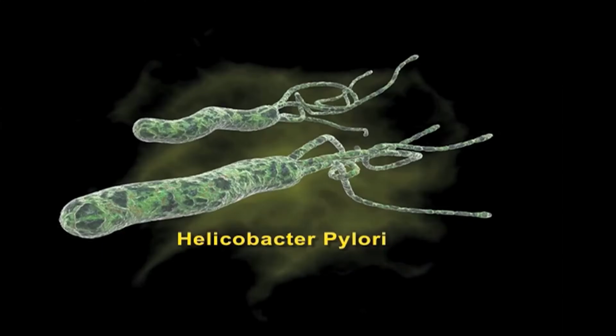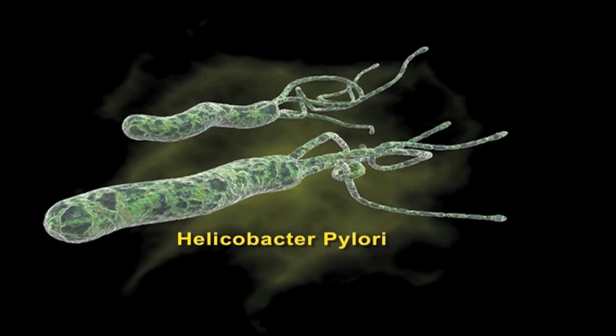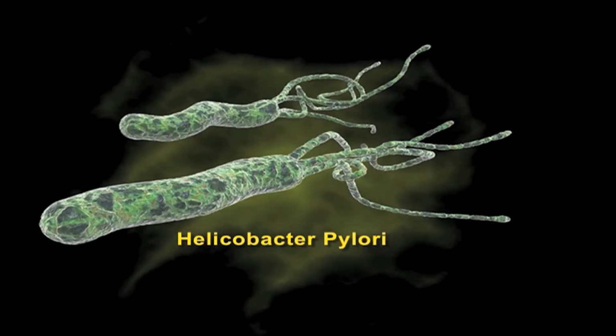And this bacterium, Helicobacter pylori, actually thrives in an acidic environment, leading to a further aggravation of peptic ulceration. Now we come to a second possible cause of peptic ulcers.